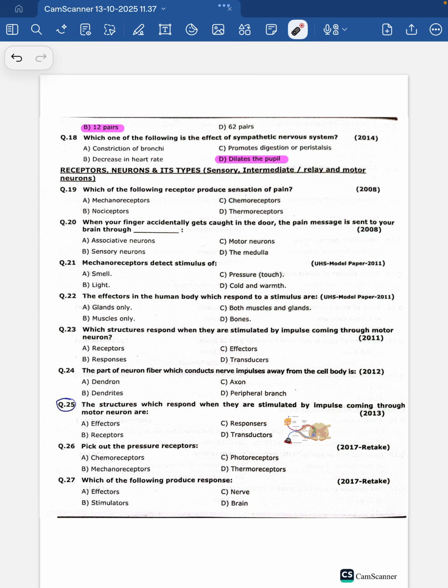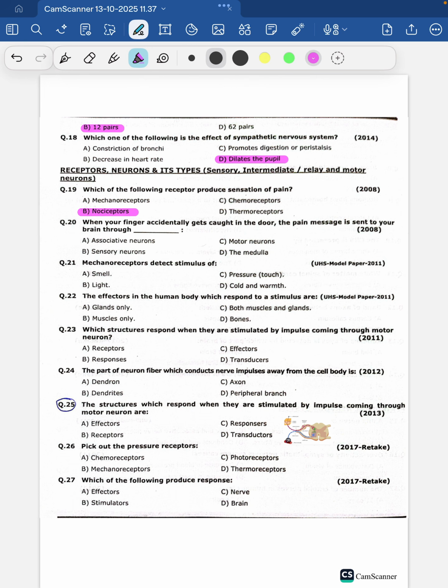Yes. Okay. Next MCQ. Which of the following receptors produces the sensation of pain? You know very well that the answer will be nociceptors. They are responsible for receiving the sensation of pain.